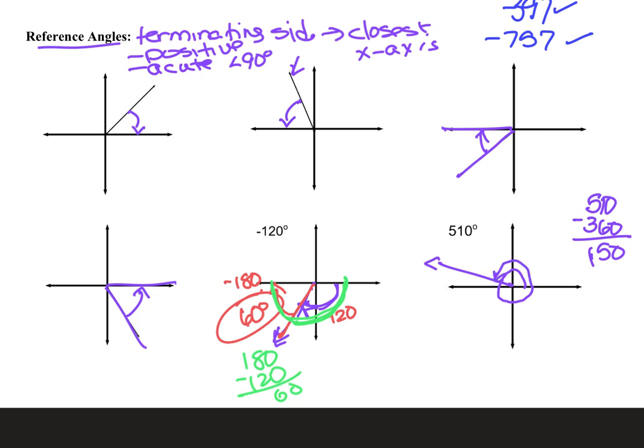Now to find that reference angle, you go from this side to the x-axis, and how much is left to finish that off? Right there, that's 30 degrees. So that's the reference angle.